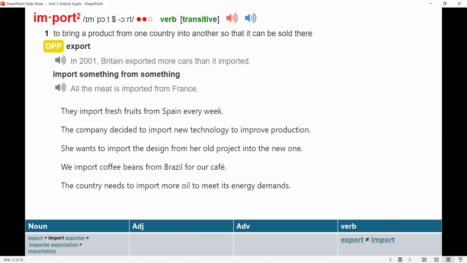Import. Import means to bring a product from one country into another so that it can be sold there. Opposite of export. You can import from. Example, all the meat is imported from France. They import fresh fruits from Spain. So import from.